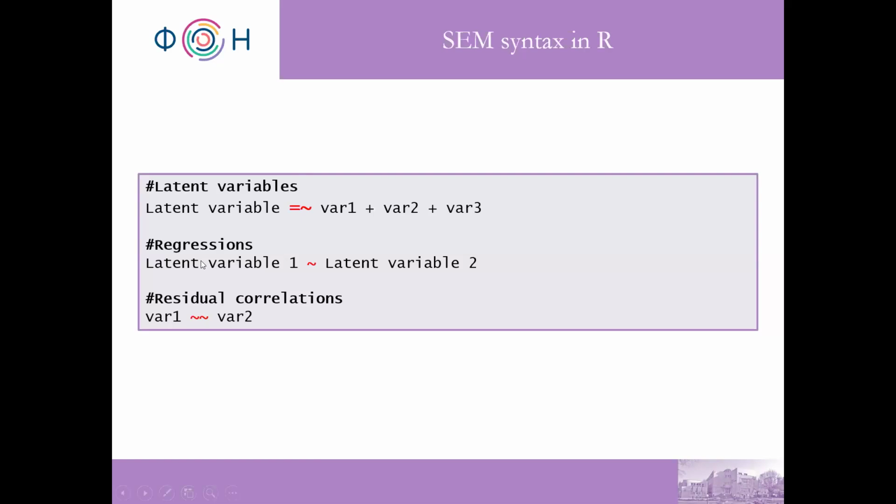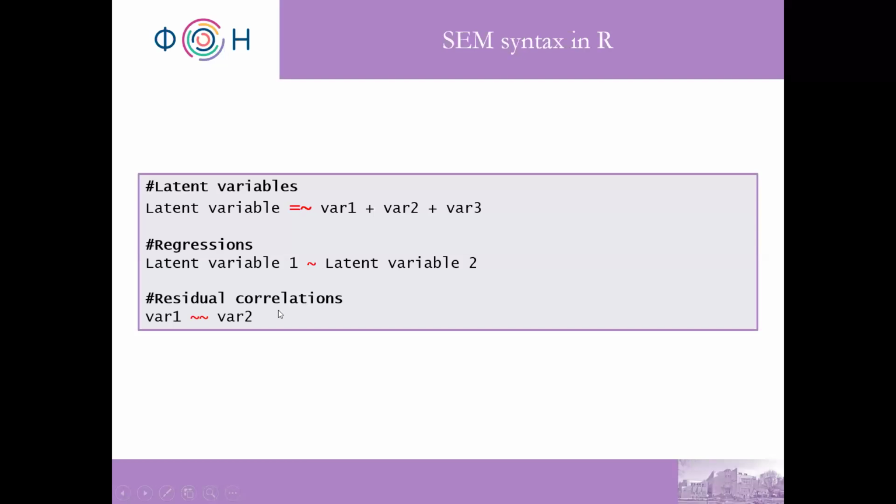When we are observing the regressions between our latent variables or measured variables, on our left-hand side is our dependent variable, the one we want to model. On the right side are our independent variables, and to denote regression, we use the tilde sign.